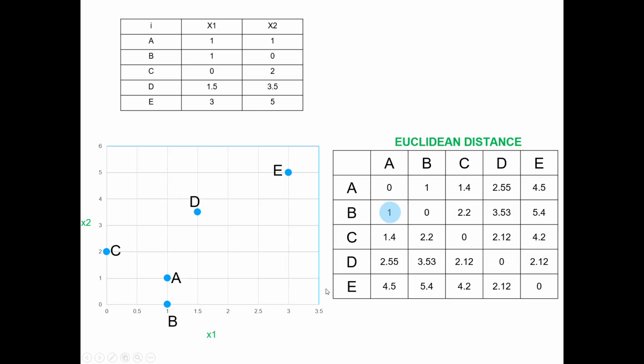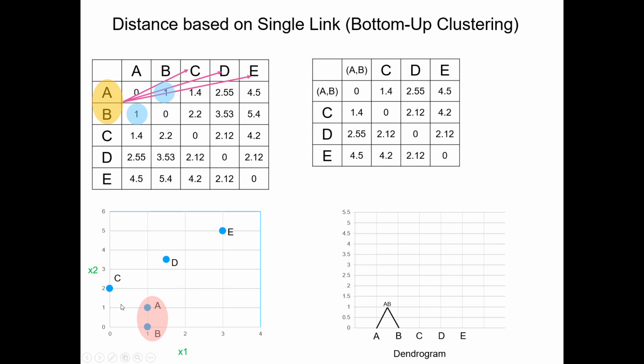Okay, one more example, 2 more examples. These are going to be quick. If I use single link, what is the distance of AB to C? Single link is what? The shortest. So this means that the distance of AB to C is equal to AC or BC? AC. So AB to C, which one should I go with, minimum or maximum? Minimum. 1.4. AB to D, 2.55.